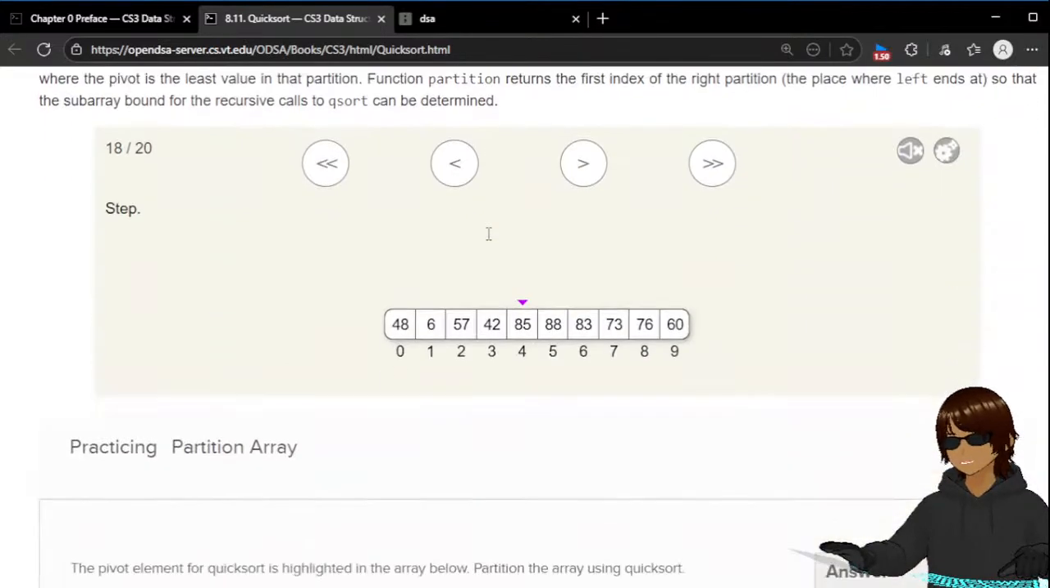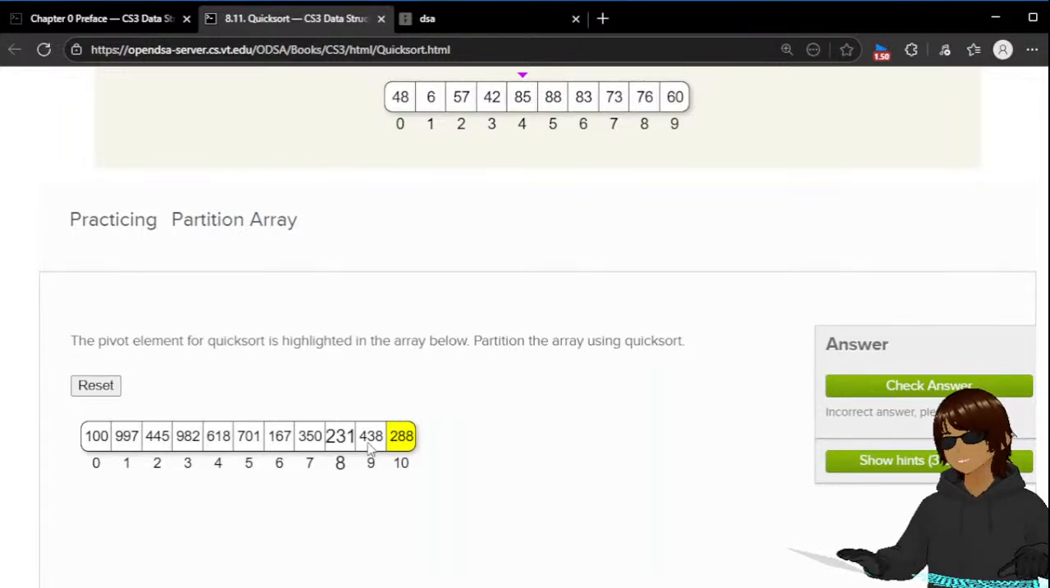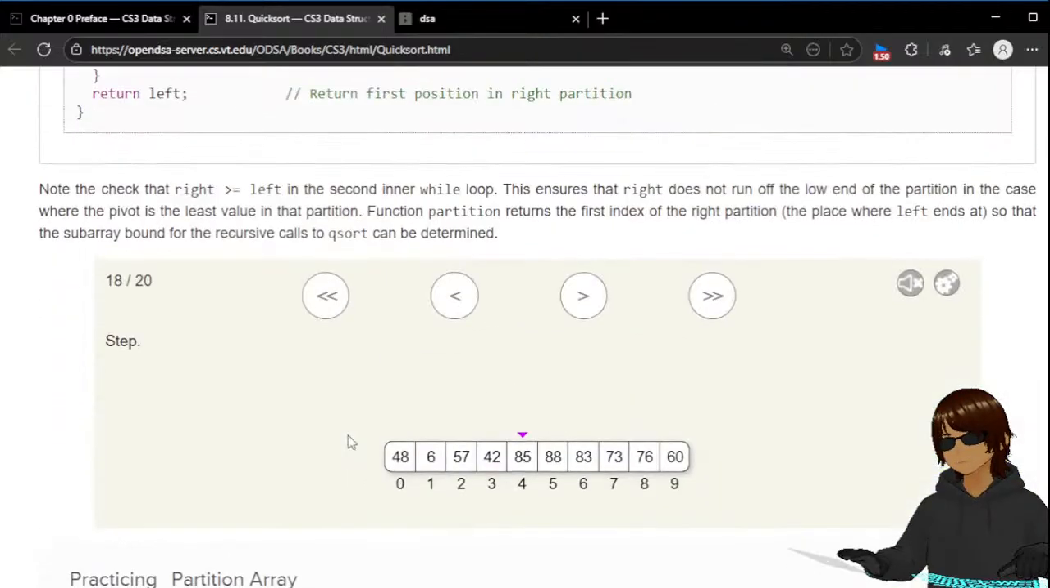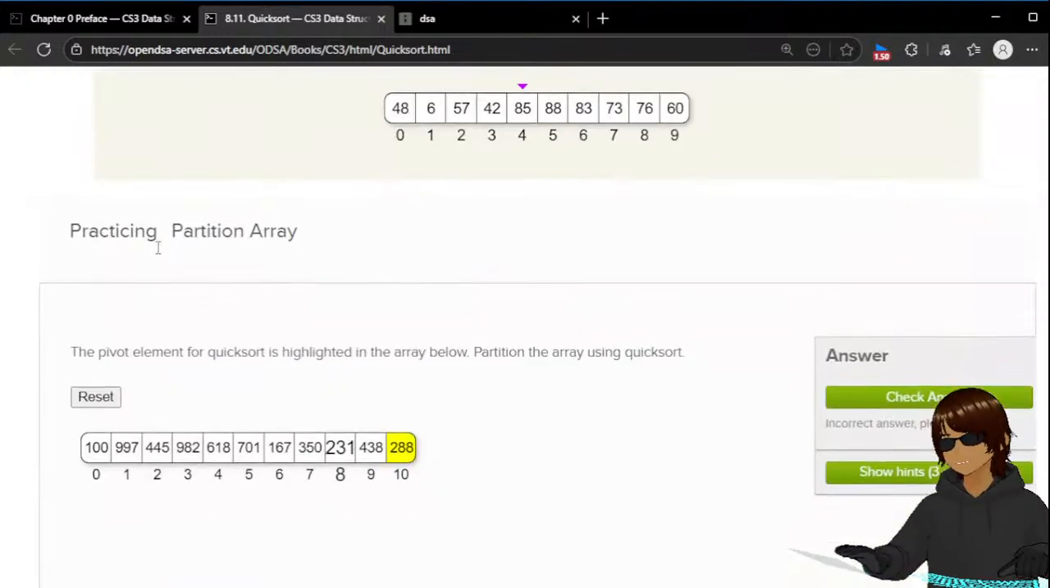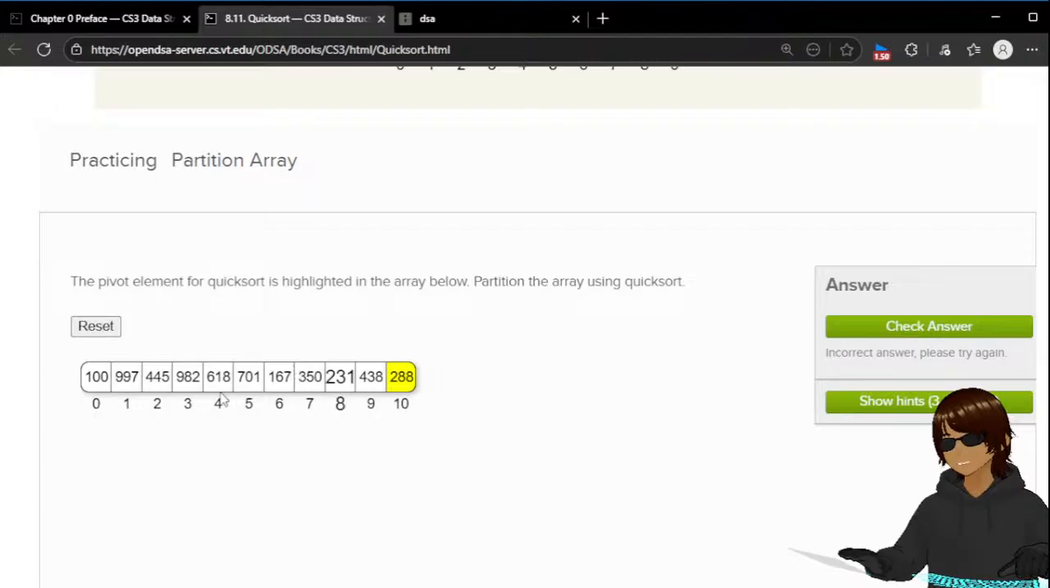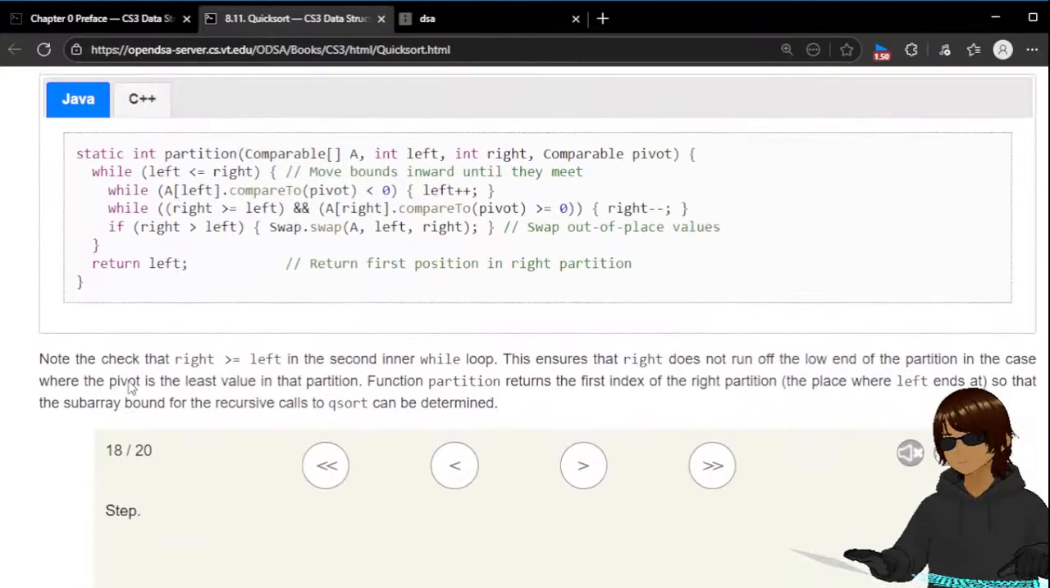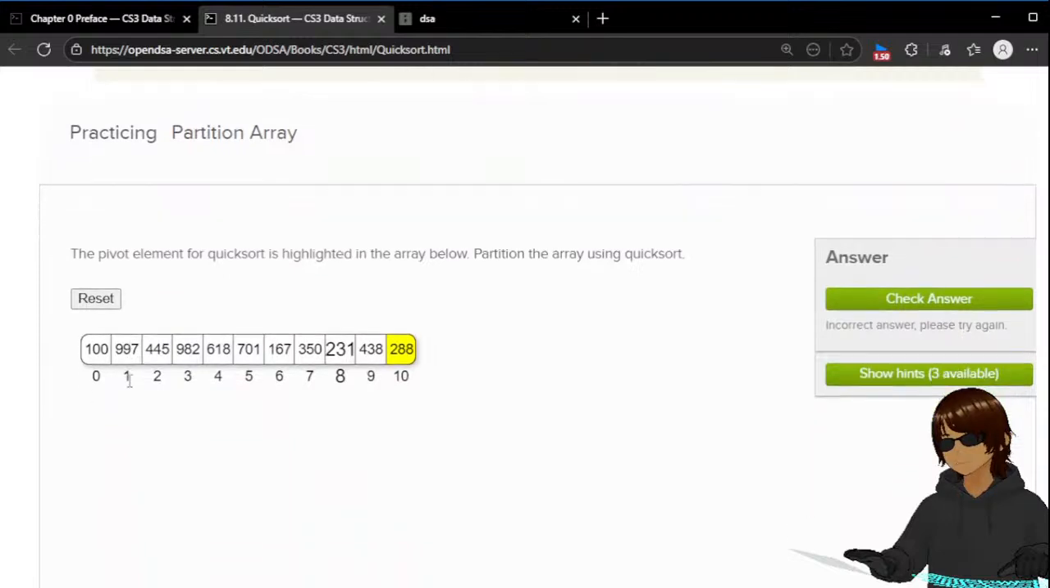Now same thing for the right. For the right side, it's flipped. As long as it's more than 288, we keep decrementing. So 438 is more than 288, we decrement and then we reach position 8. 231 is less than 288, so the right pointer stays at position 8. Now, if right is more than left, so they mean the pointer, right? 8 is more than 1, then swap left and right.